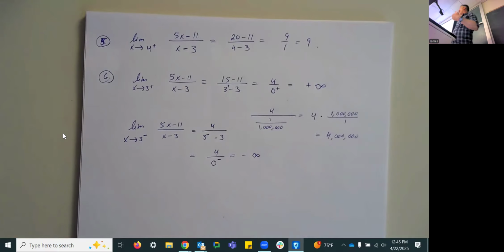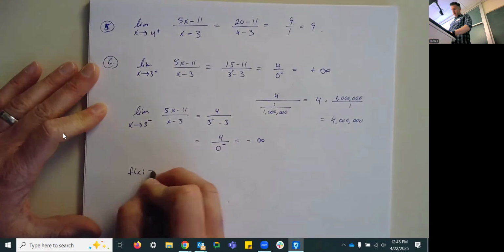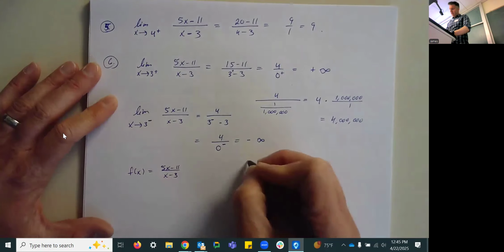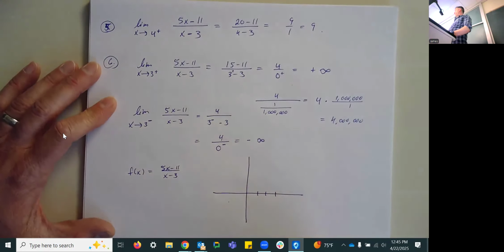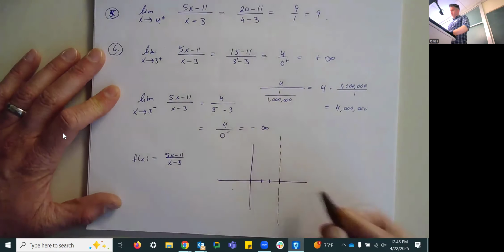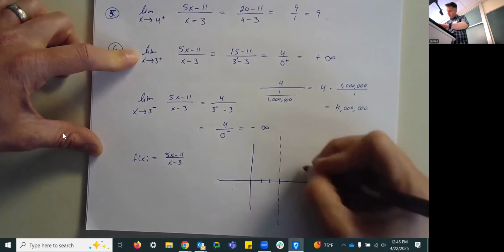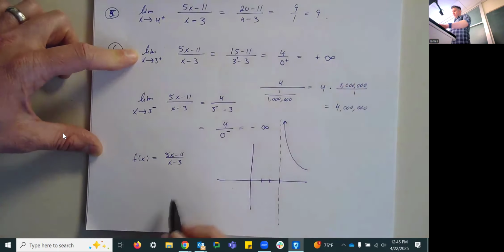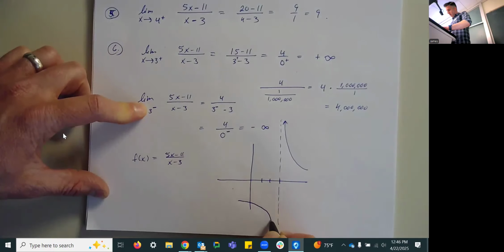Here's what this means graphically. If we were going to graph f of x equal to (5x minus 11) over (x minus 3), we're not going to graph the whole thing, but I will point out that at x equal to positive 3, we have a vertical asymptote. And specifically, from the right-hand side of 3, the graph is going up to infinity. So it's going to look something like that. And from the left-hand side of 3, the graph is going down towards negative infinity. So something like that.